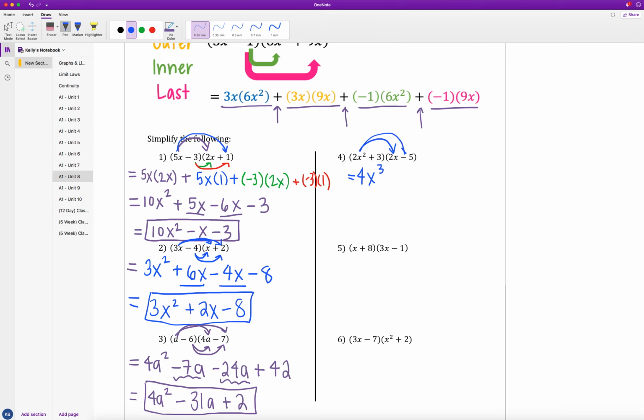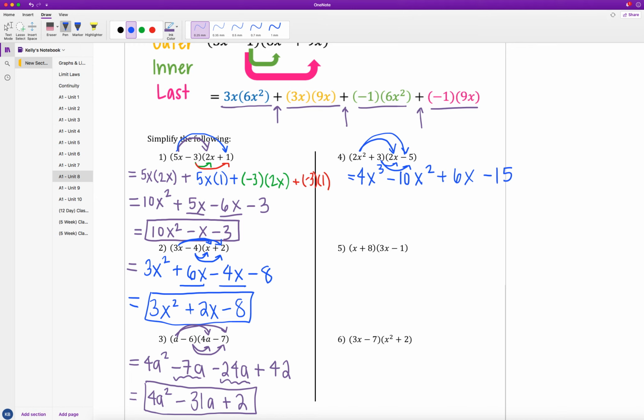My outer terms when I multiply will be 2x squared times negative 5, which will give us negative 10x to the second power. My inner terms, positive 3 times a 2x will give me a positive 6x. And then on my last terms, we get 3 times negative 5, which will give us negative 15.